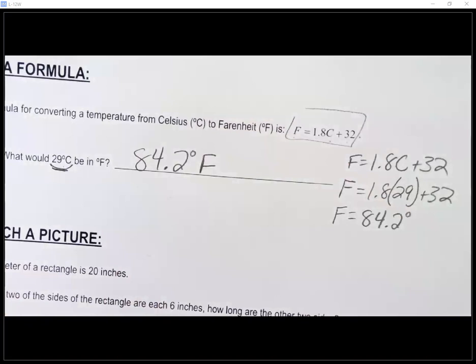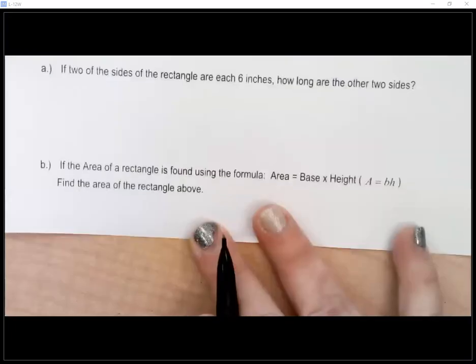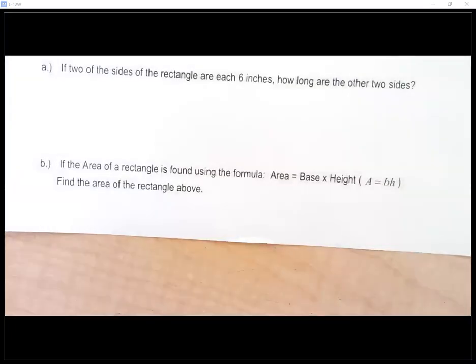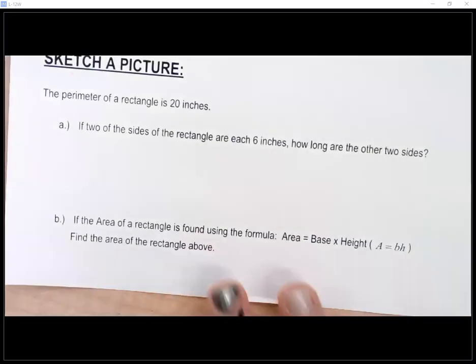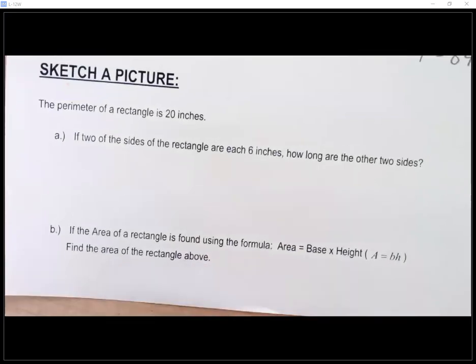Okay, lastly, we are sketching a picture. This is one of your most useful methods. I have to fill up my water bottle. Alrighty then. So sketching a picture, oh my gosh, I do this all the time.